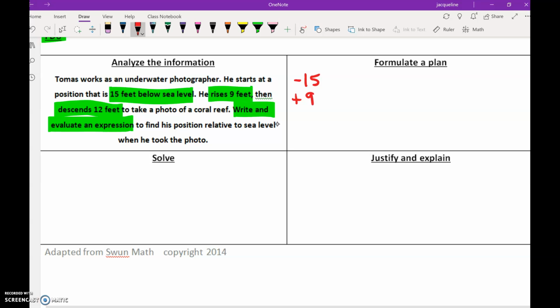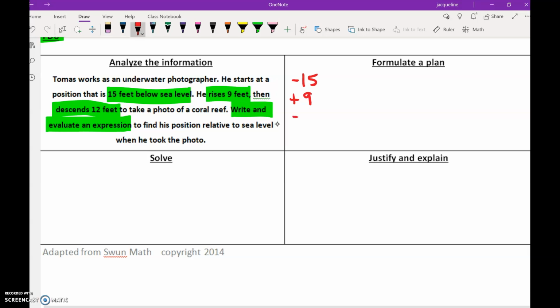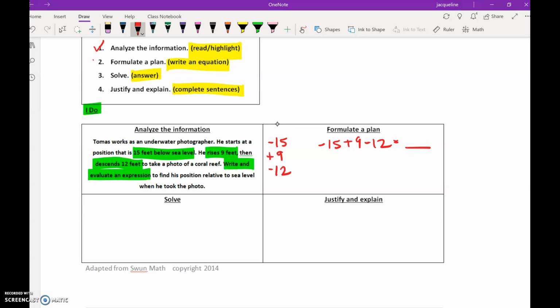It descends 12 feet. Descend is actually a negative word, which is decreasing. So I descended 12 feet. These are my 3 integers that I have pulled from my word problem. Now I'm going to create an equation. All I'm going to do is take negative 15 plus the 9 minus the 12. And it should equal something. That is my equation. Now step 2 is done.